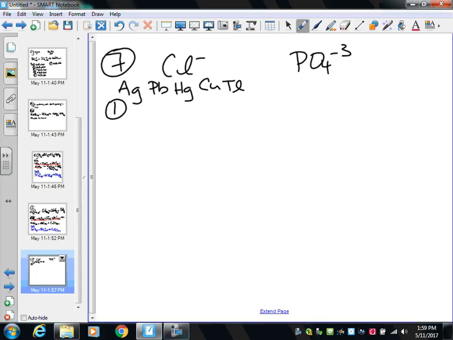to see if there's any double ups. Because if there's two that would make me a solid, then I wouldn't be able to use it, right? So I'm going to look up phosphate. What rule is phosphate on? 10. Okay, which ones can I use here to make a precipitate?